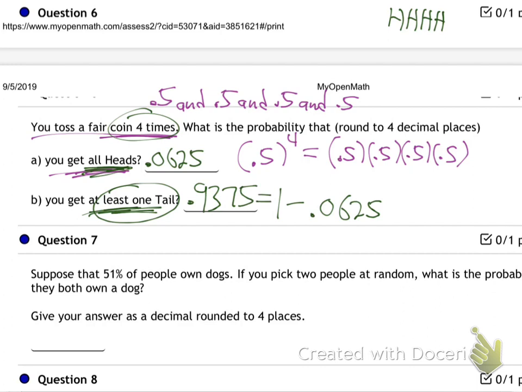0.9375. We good? Starting to make more sense? So at least one is the opposite of none, isn't it?